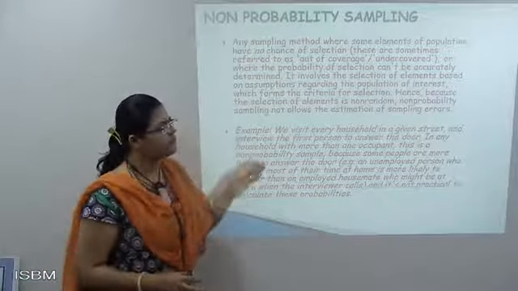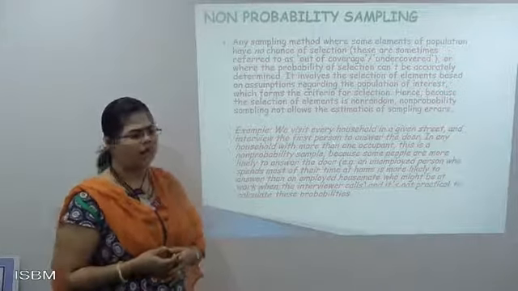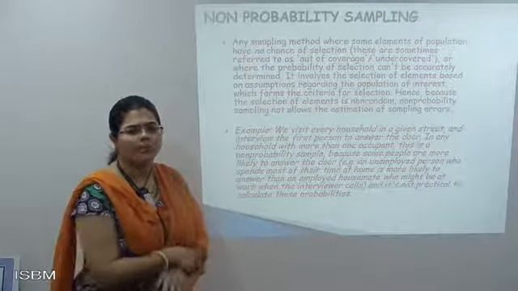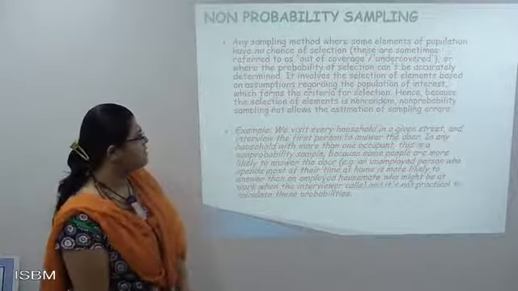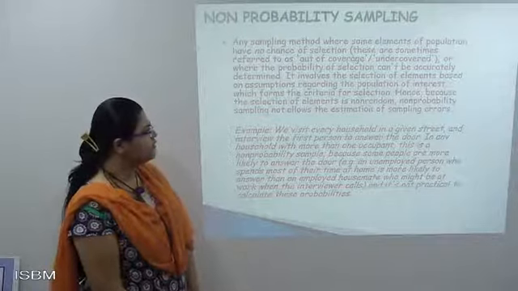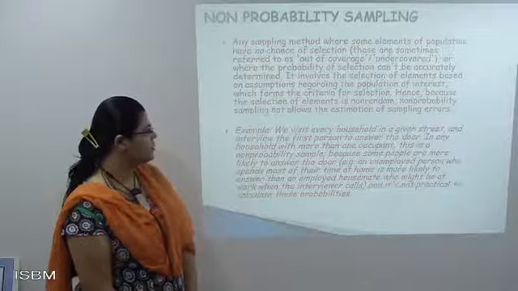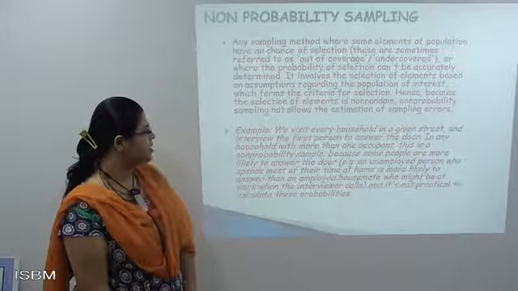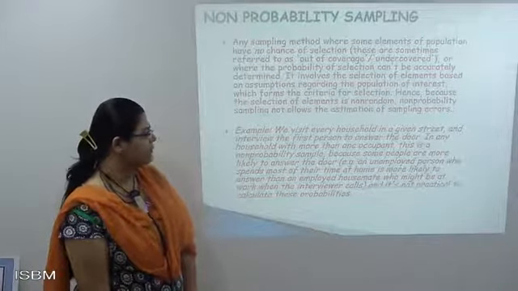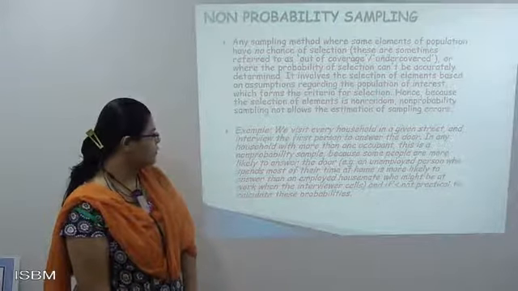So if the sample is non-random and non-probability, where you are not getting the information accurately, it will directly be estimated as a sampling error, since you are not getting a proper type of sampling. Now, I have given certain examples. We visit every household in a given street and interview the first person to answer the door in any household with more than one occupant. This is a non-probability sample, because some people are more likely to answer the door. For example, an unemployed person who spends most of the time at home is more likely to answer than the employed housemates who might be at work when the interviewer called.